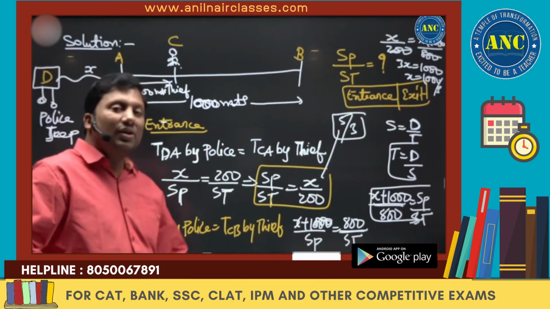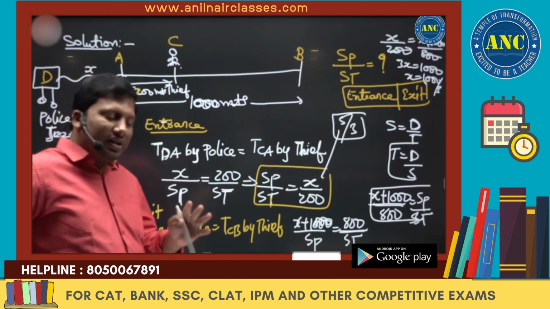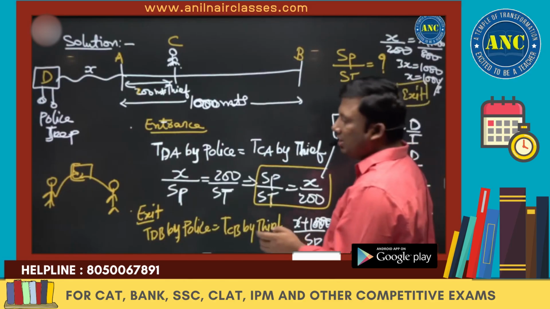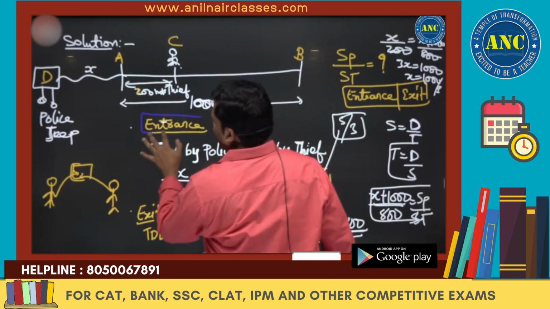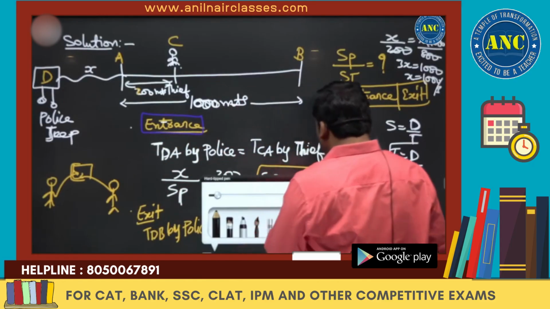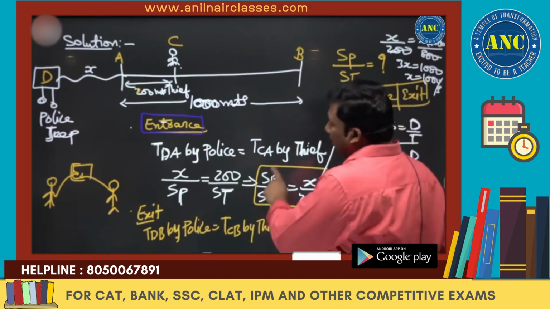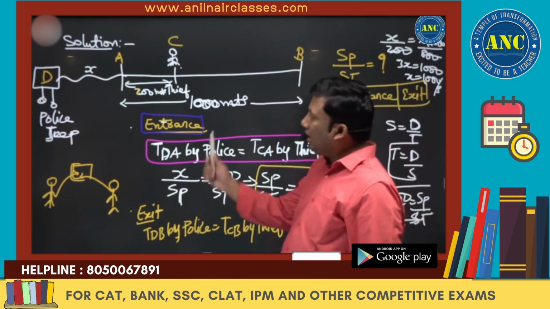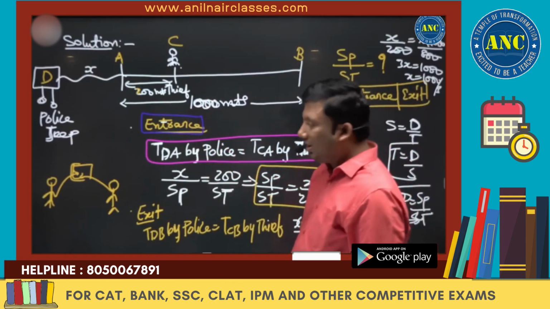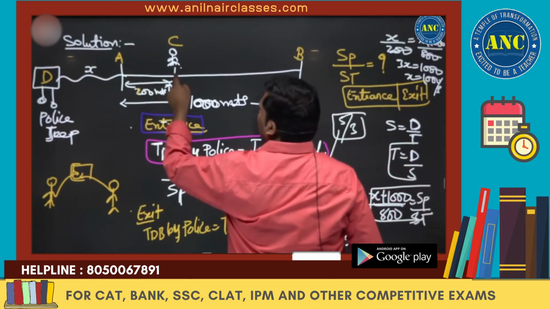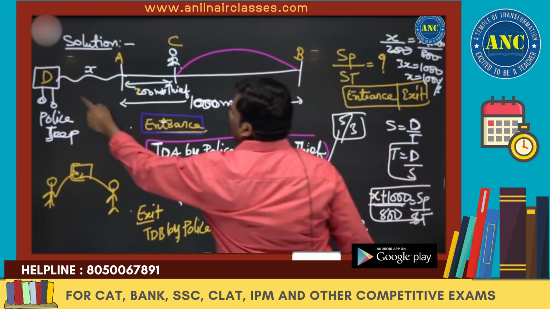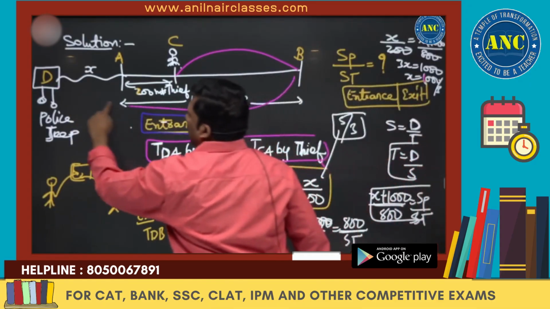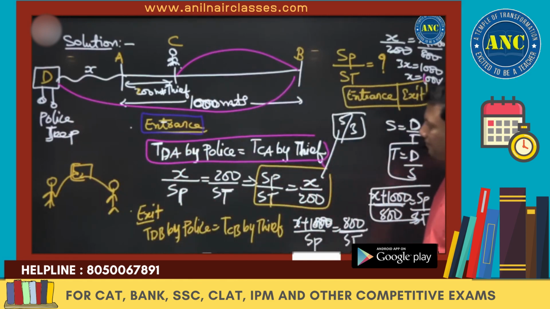We have not discussed the virtual positioning concept. We will discuss it now. Only two important key points are there. If police is catching the thief at the entrance, the time taken from D to A by police is equivalent to the time taken by thief from C to A. This point is clear. At the exit, the time taken by the thief to go from here to here, if police also reaches from here to here, we will get the answer. I hope it is clear.